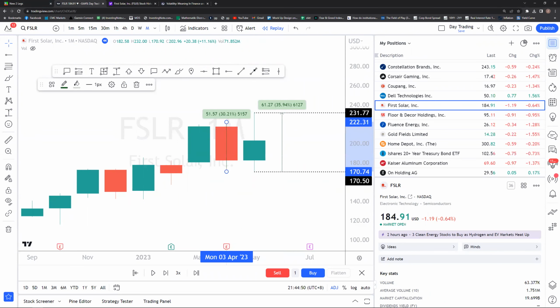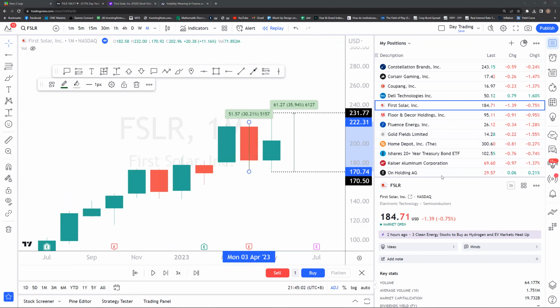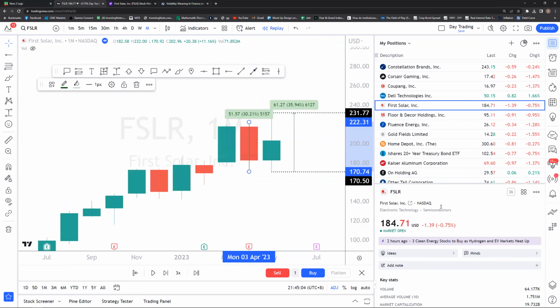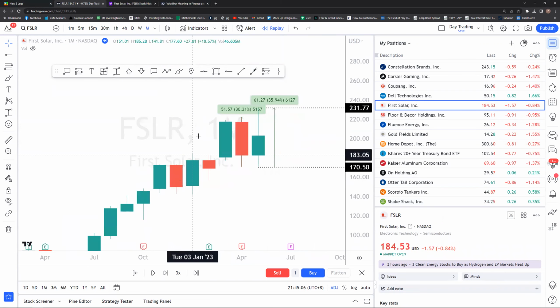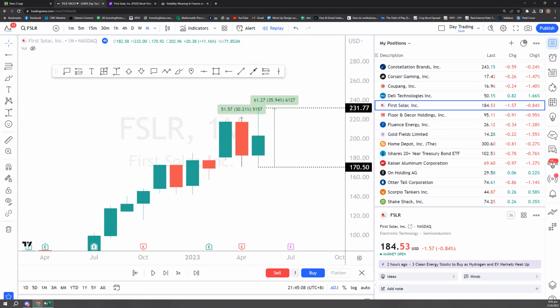Okay, wait, got one question. Let me see. First Solar 184 reach indicative. Okay, that one no rush. We tackle that later. Let's not get carried away by the market right now.